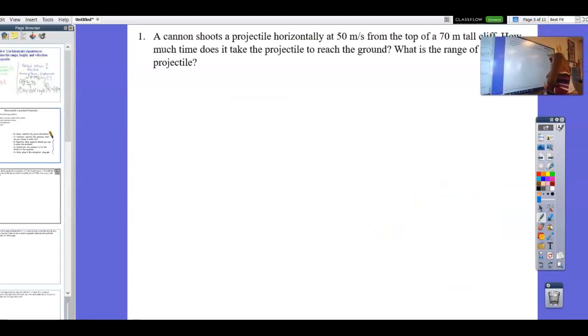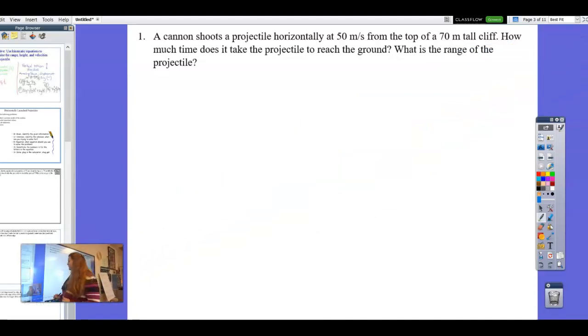Right, let's go ahead and look at number 1 here. I'm just going to get myself out of the way there. A cannon shoots a projectile horizontally at 50 meters per second. So, one thing to know, when an object is launched horizontally, Viy is always equal to 0. In all of the problems that we do today, because we're talking just about horizontally launched projectiles, Viy is going to equal 0.